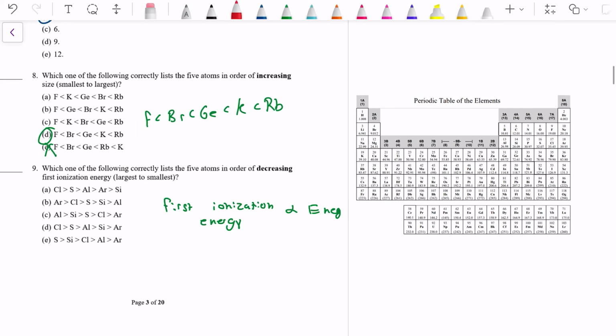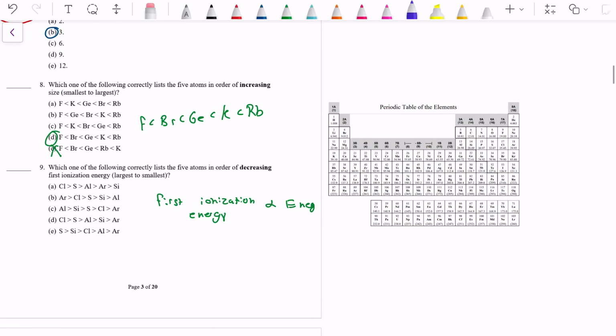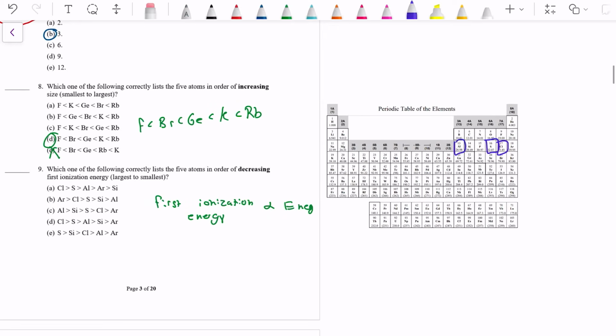So let's once again solve this in a similar way to the last one. Let's just find all our elements and see which ones follow that trend, and we can line them up. So anyways, chlorine, sulfur, aluminum, argon, there we go. Okay, and then silicon.